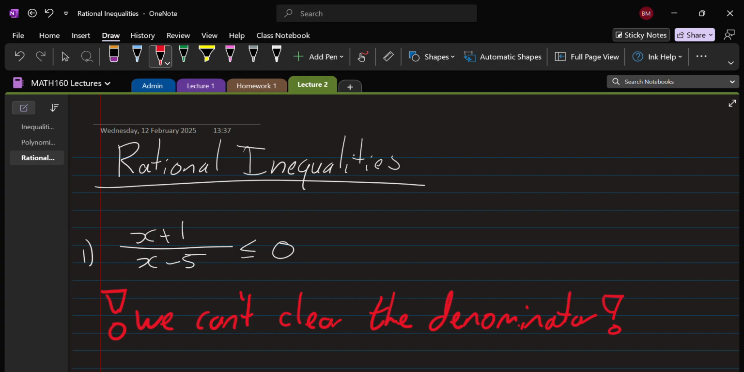Usually the first idea is, we've got x minus 5 in the denominator, so let's multiply both sides by x minus 5, and that will get rid of the bottom. We can't do that. Why? Because x is unknown, so x minus 5 is also unknown. It could be positive, it could be negative. If x is 6, then it is positive. If x is 0, then that's going to be negative. What happens if we multiply both sides by a negative?